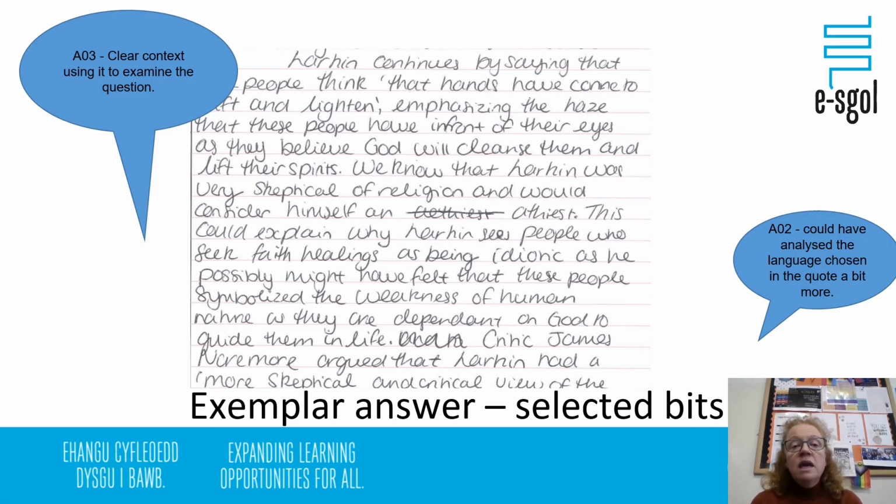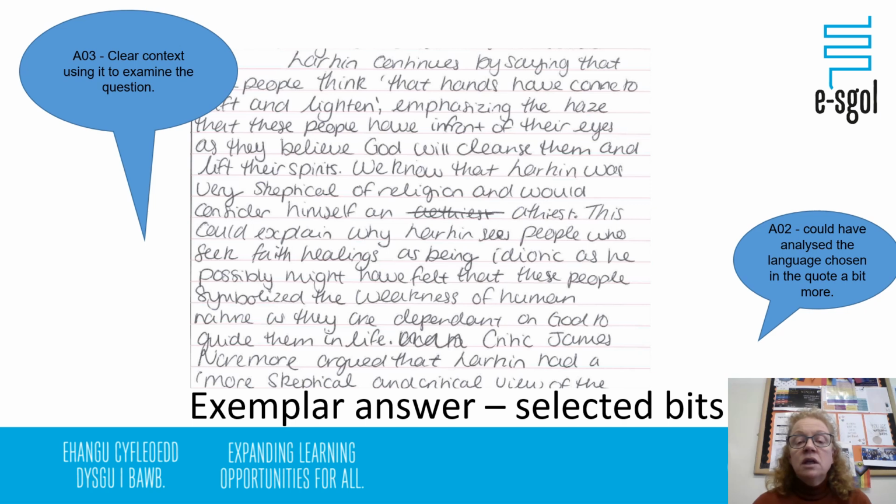Okay, so what we've got here is a little bit of an example from the same candidate as you've just seen for the poem. So the candidate does well with the context. So we know that Larkin was very skeptical of religion and would consider himself an atheist. This could explain why Larkin sees people who seek faith healings as being idiotic. So you've got that sense of context there.